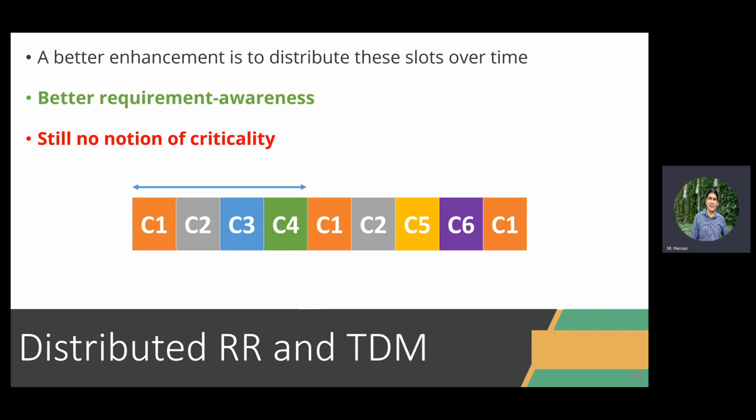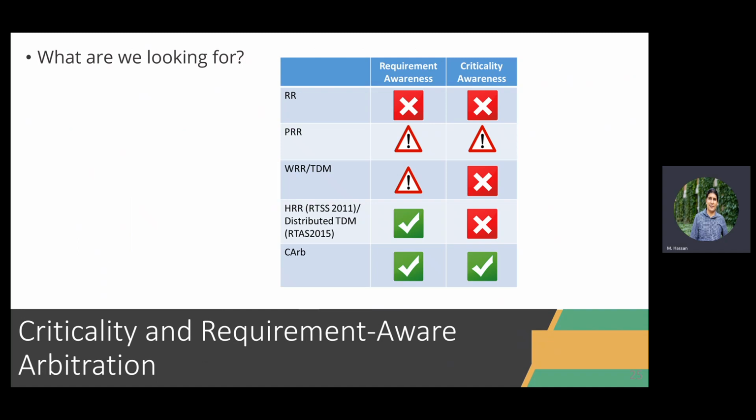I still need to have some sort of priority notion, criticality notion for the APAC, right? And in this case, there is what we call criticality and requirement-aware arbitration. So if we want to summarize what we are doing here, these are all the arbiters we discussed so far, and we are going to look into them from a requirement awareness and criticality awareness perspective.